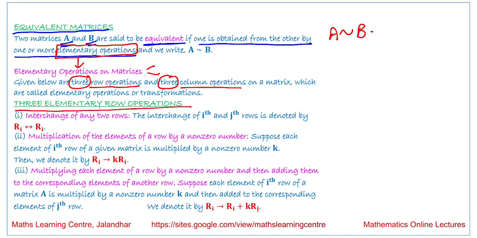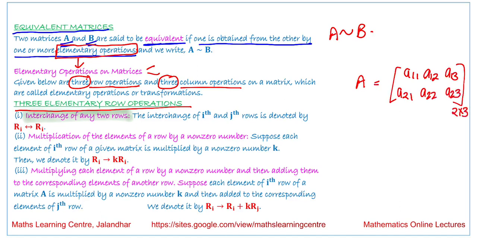The first operation we have is the interchange of two rows. Suppose a matrix A is given to us, of the form A11, A12, A13, A21, A22, A23. So this is a 2 cross 3 matrix. The first operation is the interchange of any two rows. There may be another row also, but suppose we are talking about interchange of these two rows.